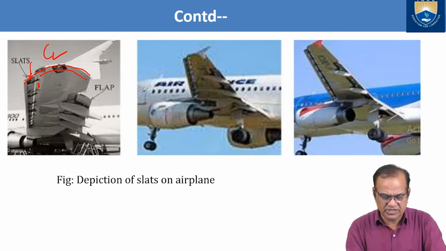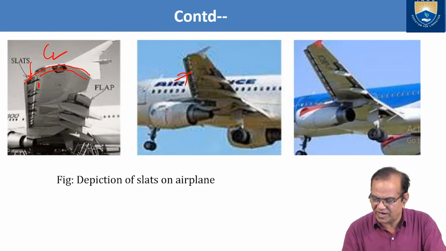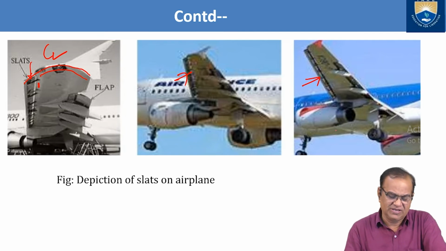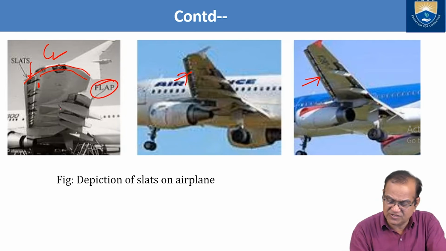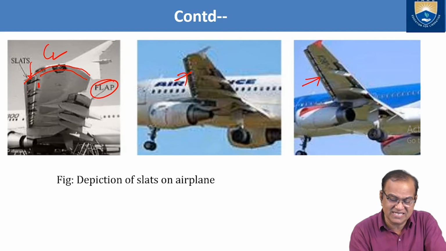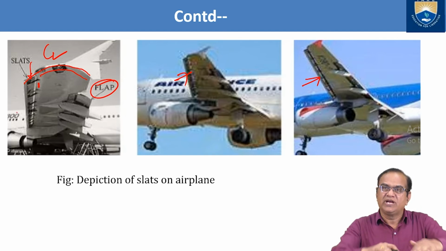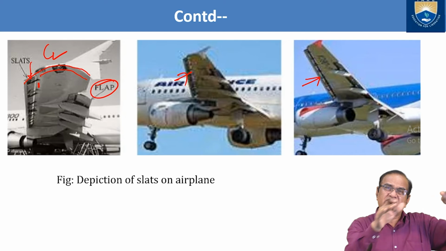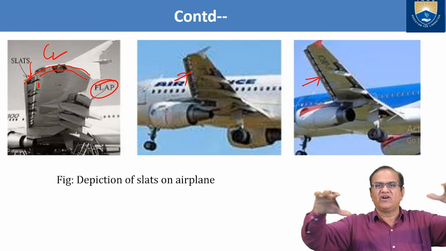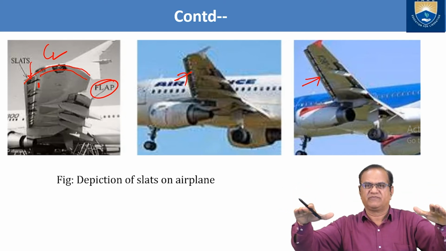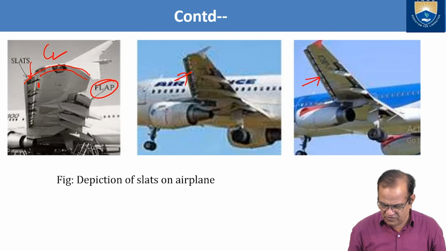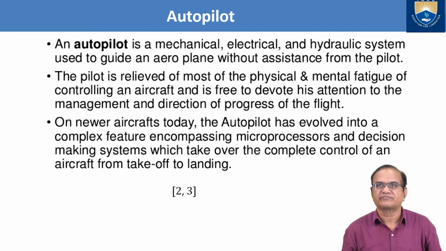So it is also shown here also, and it is also shown here. All these aircrafts are operated with the slats, and here at the trailing edge we have the flap, but at the leading edge it is called the slat. So if you extend the flap and you extend the slat, a huge amount of your camber is increased. So that is the objective of any slat.